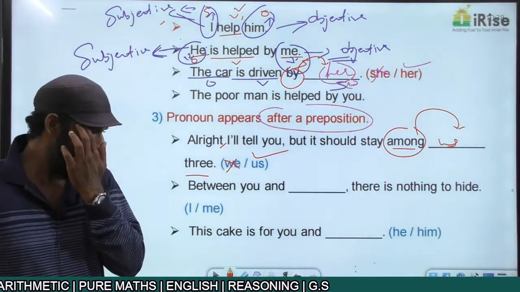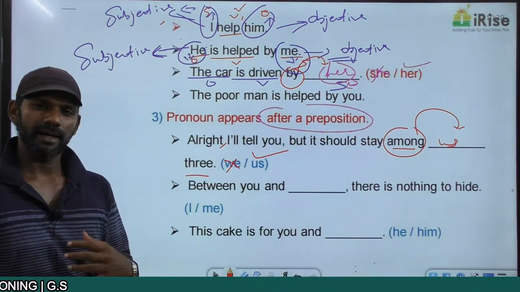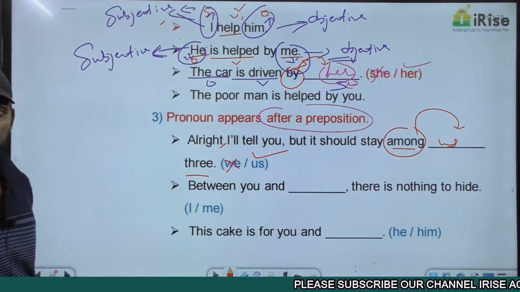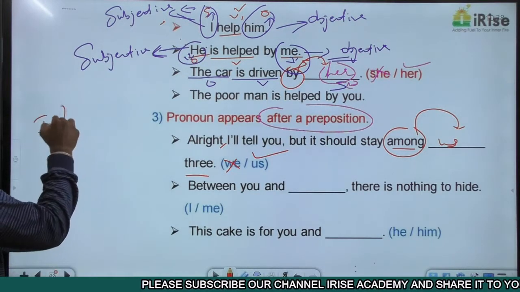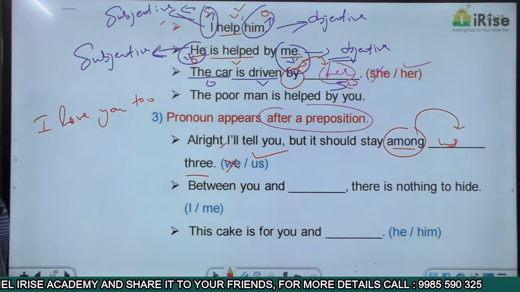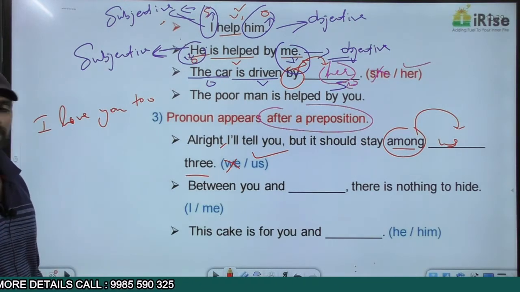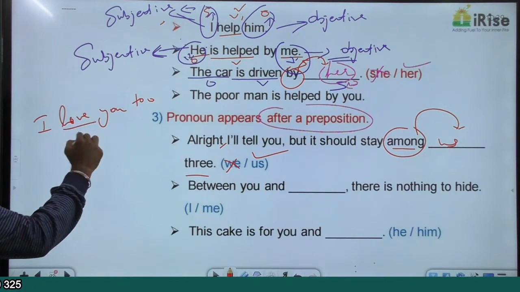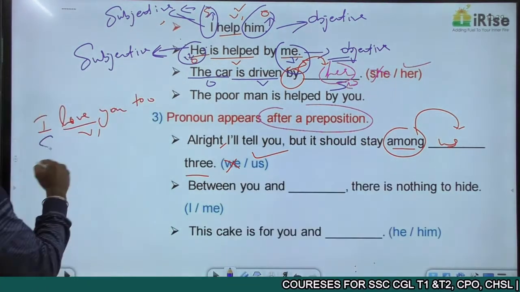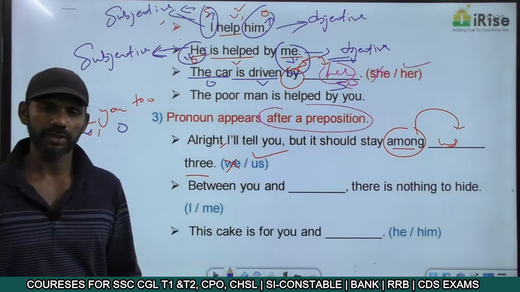If I say, I love you too. Now, active voice. Love is V1. The subject here is I. Then the verb is love. The object is you. So I love you too.